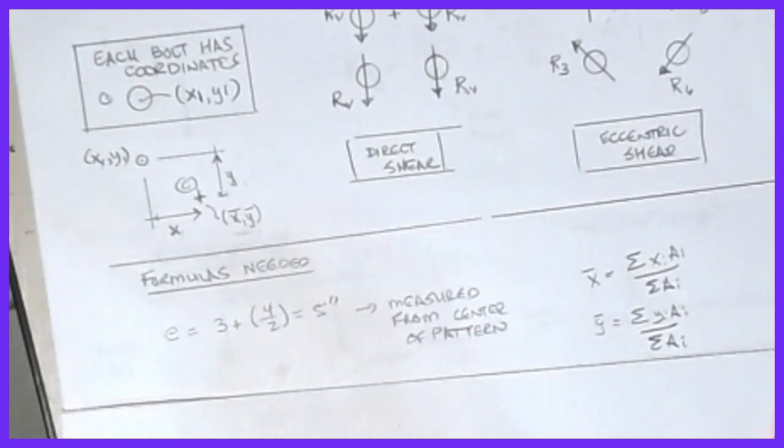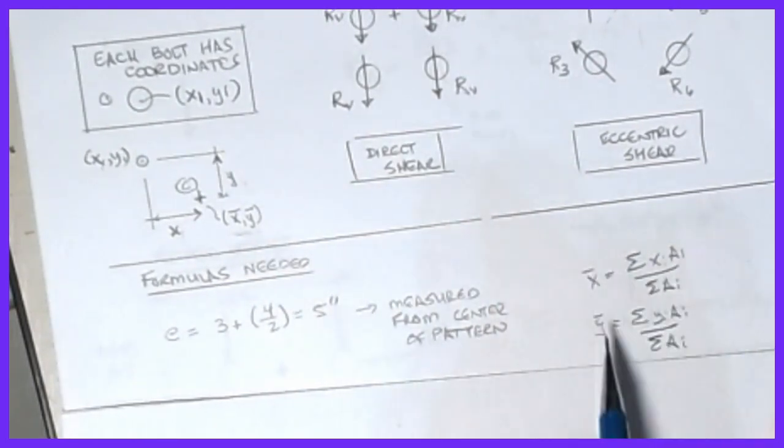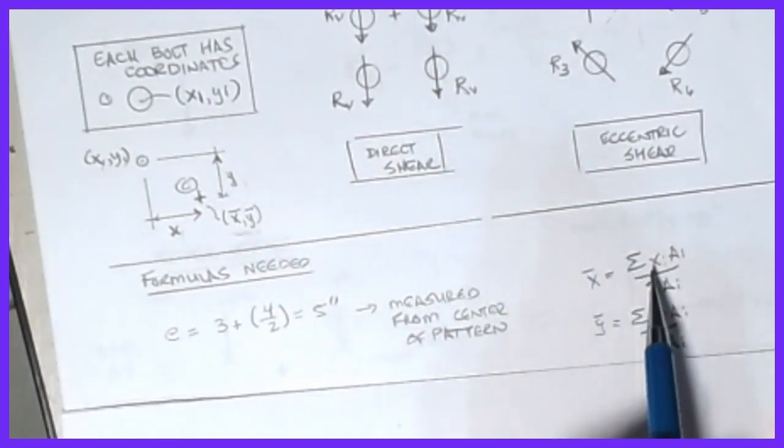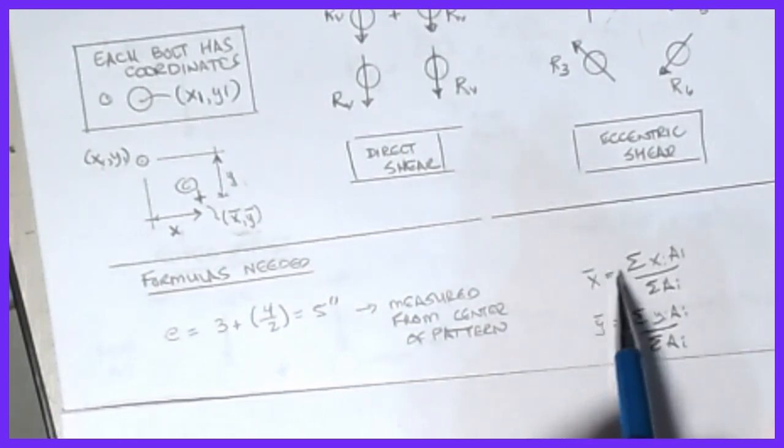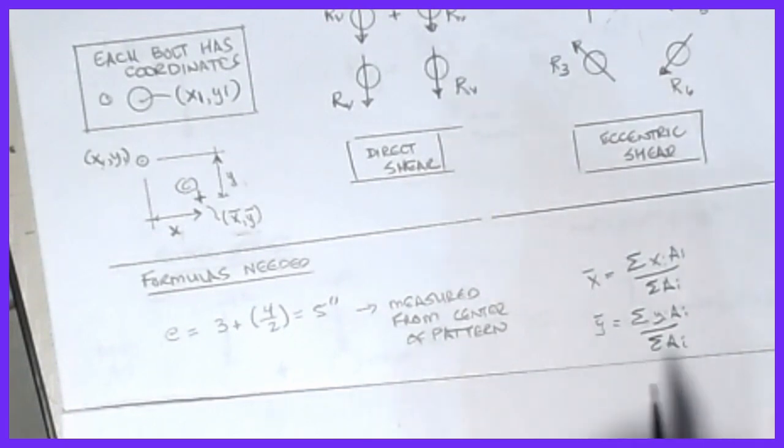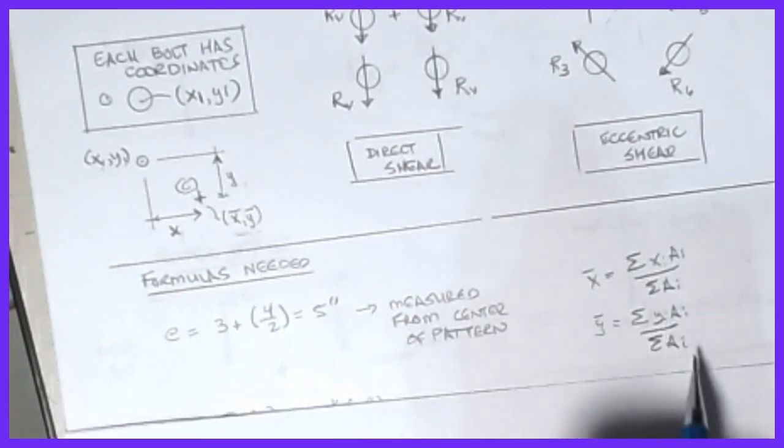Now, just as a reminder, you can find the center of the pattern by taking the x coordinate of every bolt multiplied by the area of that corresponding bolt, divided by the total area of all the bolts in the pattern. That will get me the x bar, that center point coordinate. And then the y bar is the same thing, only using the y.